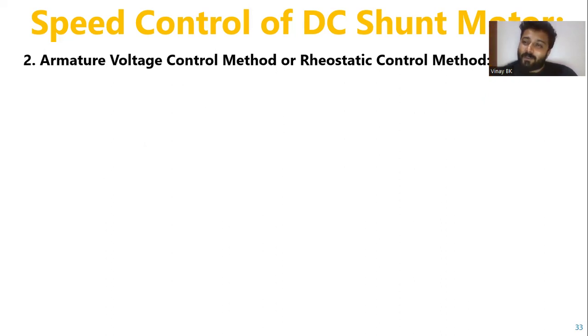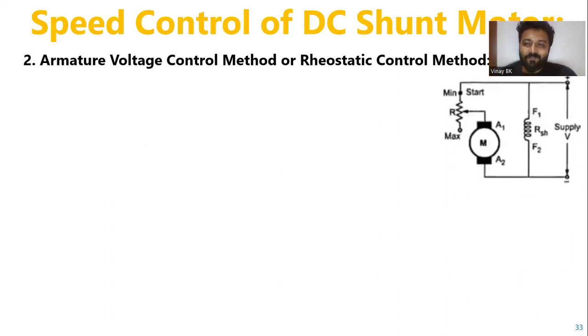In armature voltage control, you should consider the armature. There, you are connecting a rheostat in series with the shunt field winding. Here, you are connecting the rheostat in series with the armature. You can observe only one difference. You can easily remember the circuit diagram: to the armature, a rheostat is connected in series. Clear?